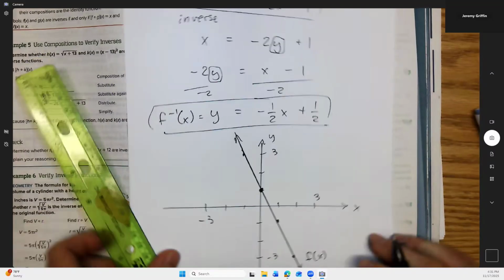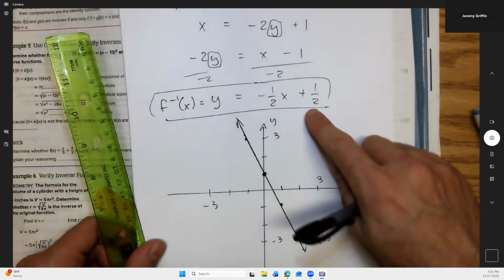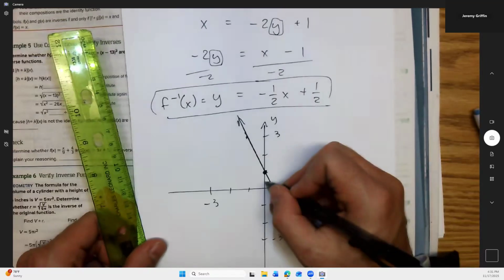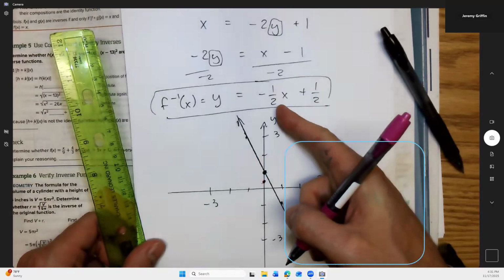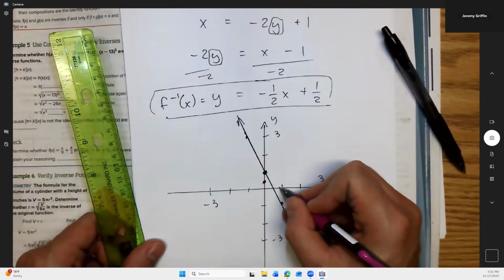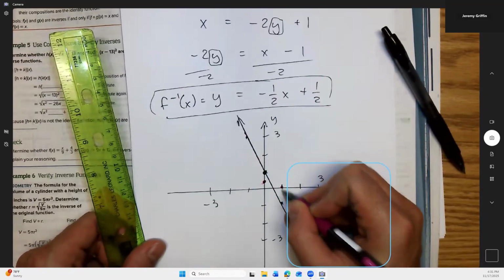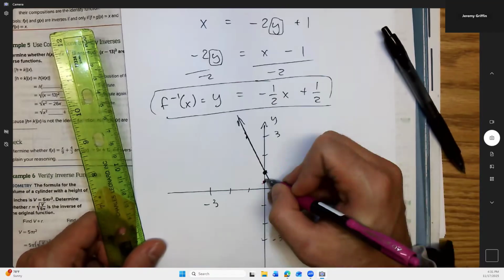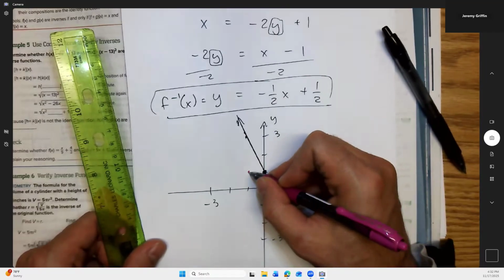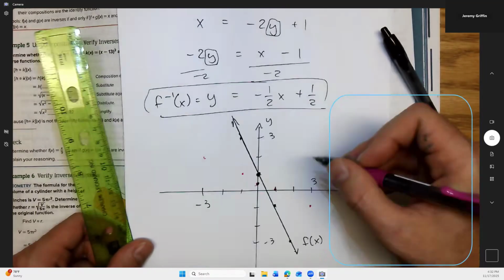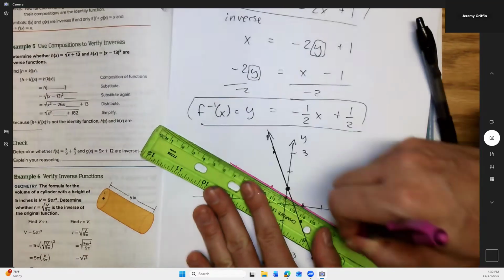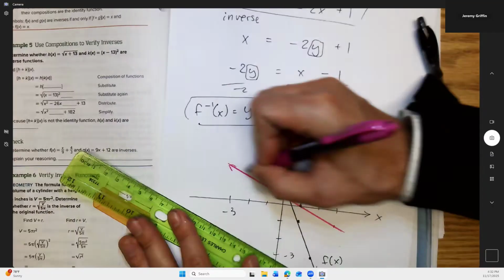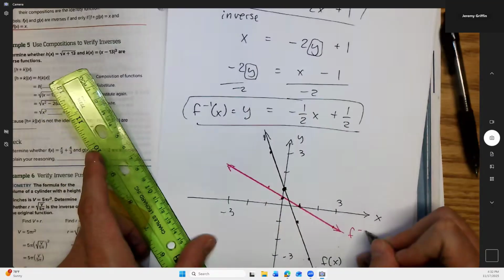Now the inverse function has a y-intercept at 1/2. Or maybe I'll switch to pink. Right, 1/2, and a slope of -1/2. So down 1 over 2, right there, or 1 back 2. I think all those points should lie on a straight line. Zip. Right there, there's your inverse function. So here's f inverse of x.